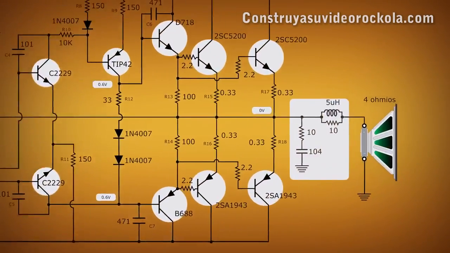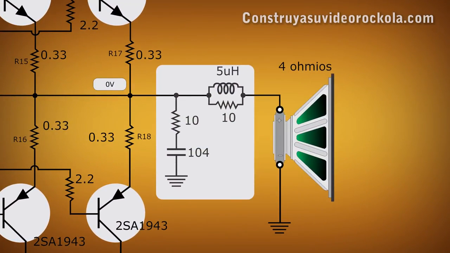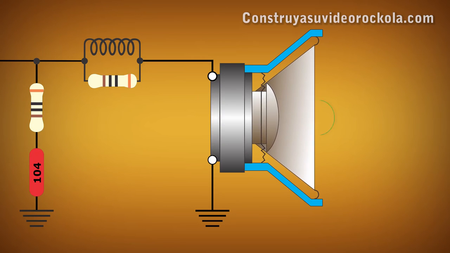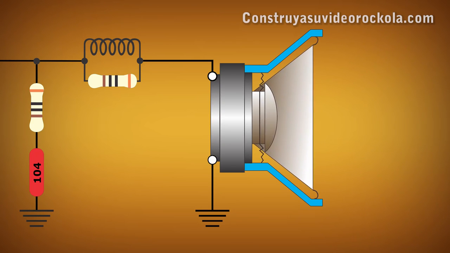The Zobel network consists of 4 components, like this. 1 resistor and 1 capacitor in series between themselves, that in turn are in parallel with respect to the speaker of the amplifier. Then see a coil and a resistance in parallel, that is found in series with the speaker output. The Zobel network or oscillation lock has several functions.